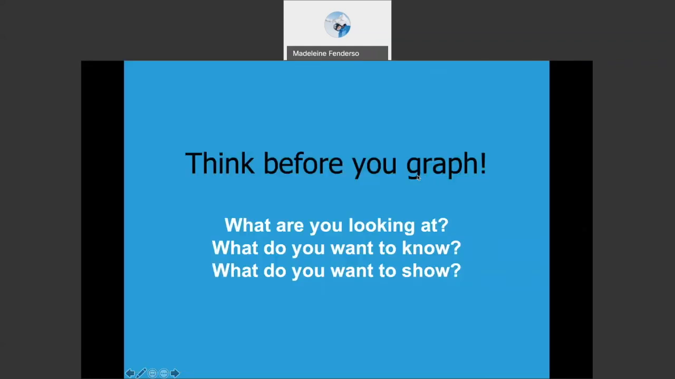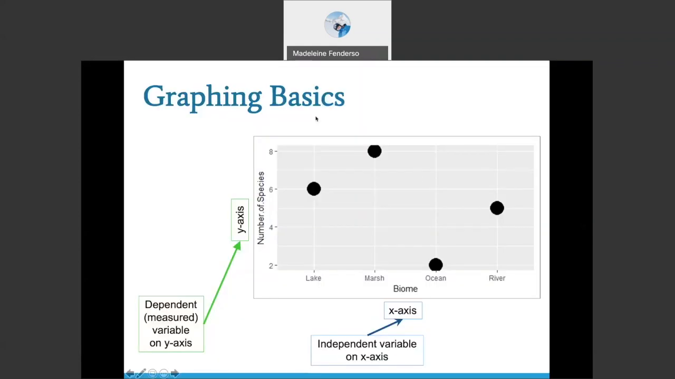So think before you graph. Graphing is really important to show trends in your data and just really show other people what you collected. But different graphs can show you different things. So you want to understand what you're looking at, what you want to know, and what you want to show. So graphing basics: the dependent variable is on the y-axis.